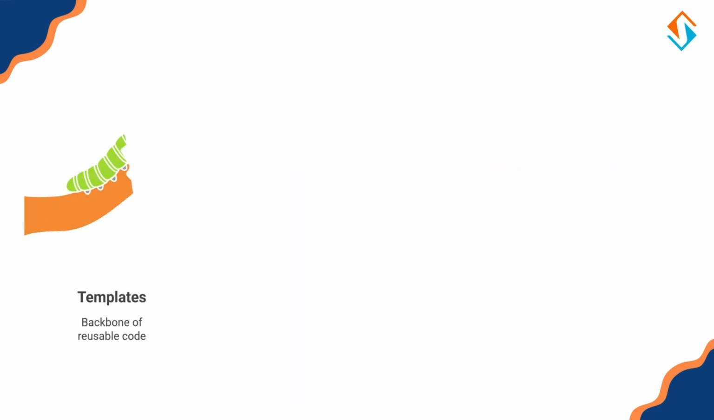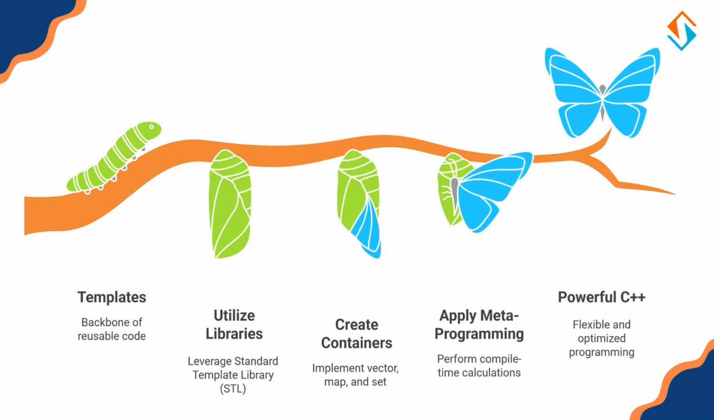Why templates and metaprogramming are game changers. Templates are the backbone of reusable code in C++. Libraries like the Standard Template Library heavily rely on them, making containers like vector, map, and set possible. With metaprogramming, you can even do compile-time calculations and optimizations. Templates truly make C++ both powerful and flexible.